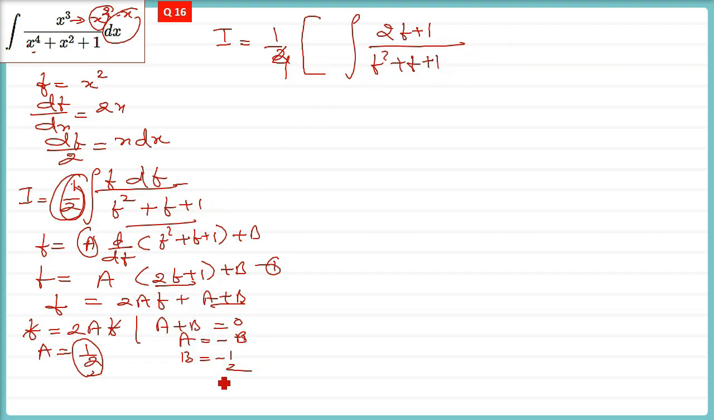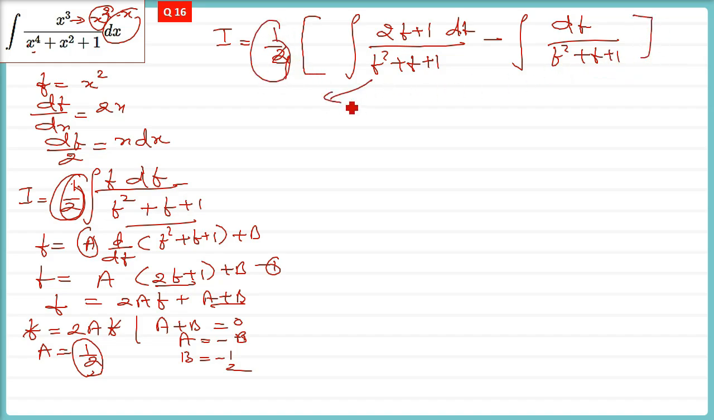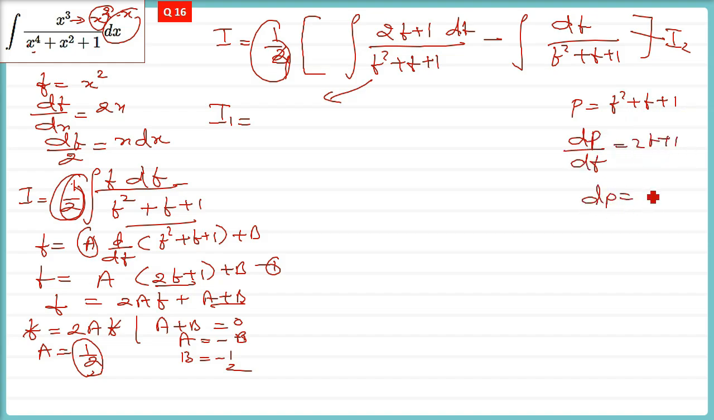Just witness this equation number 1. I'm just writing there only. And then in place of b, I have taken negative half. Half goes out, 1 by 4. Only remains this dt by t square plus t plus 1. So this is I1, and we regard this as I2. We will integrate them separately and then we'll combine them. So let's take p equals t square plus t plus 1. dp by dt will be equal to 2t plus 1, which we have already done. So dp will be equal to 2t plus 1 into dt, which is the numerator here. So this is the integration of dp by p.